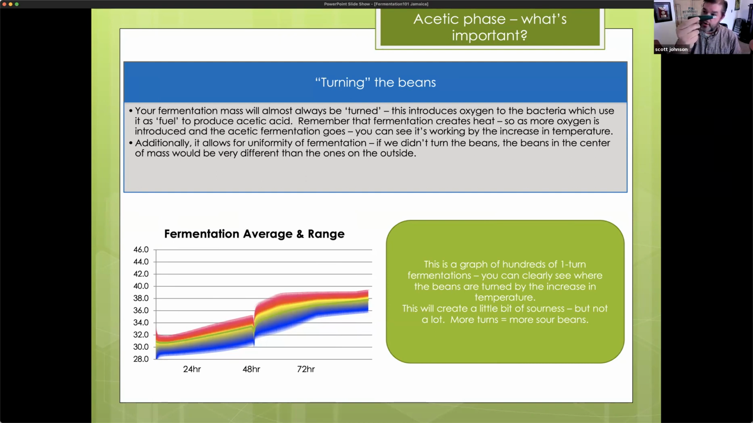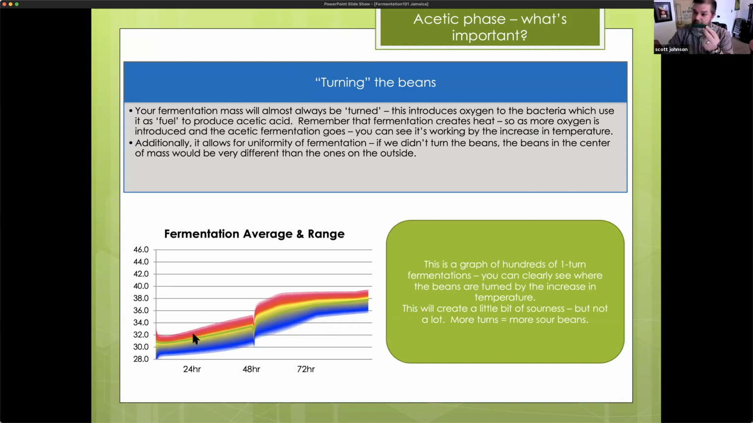Now, when I do this over thousands of fermentations, what I get is the picture you see down here, where after 24 hours, this green line, over thousands of fermentations, was a 4-day fermentation that I was turning at exactly 48 hours.